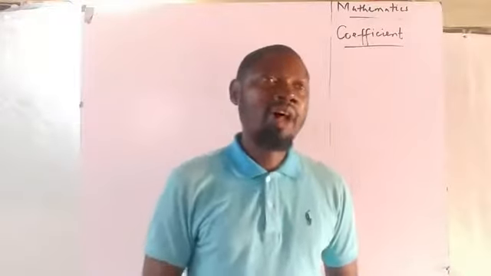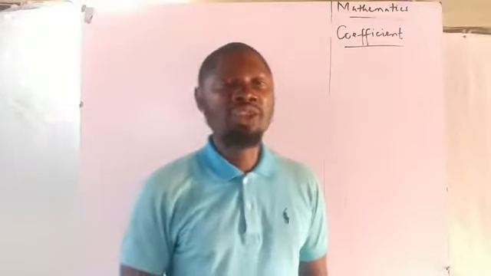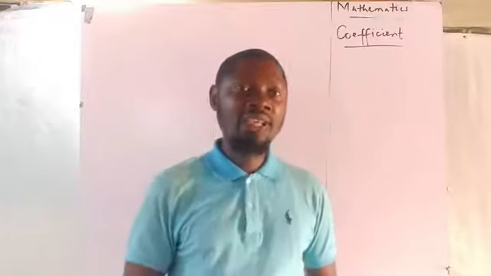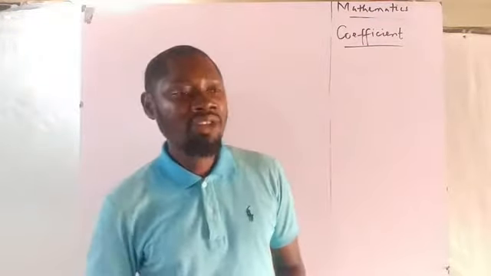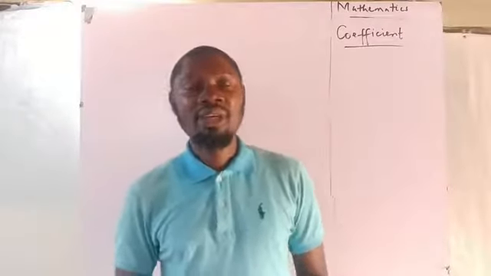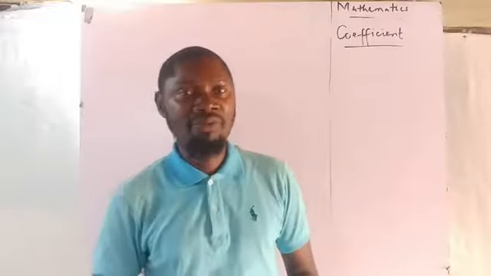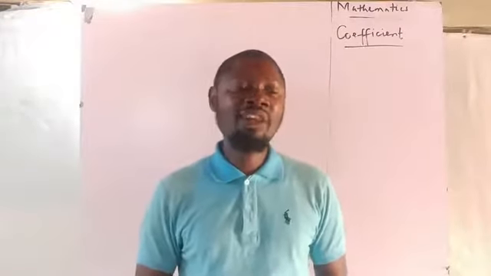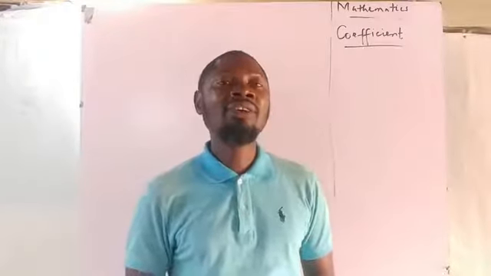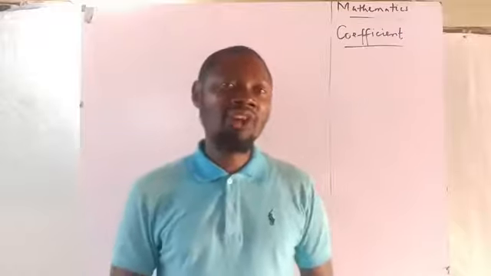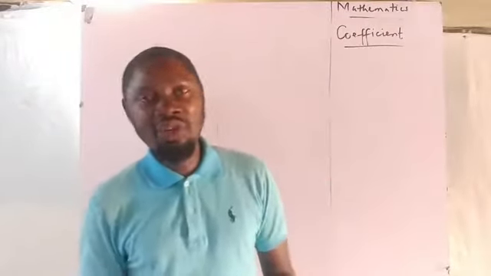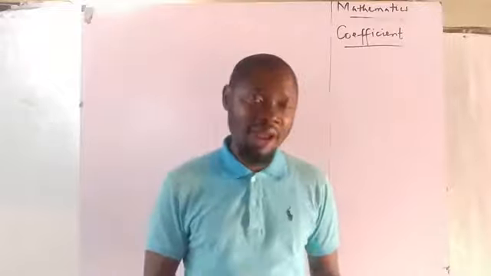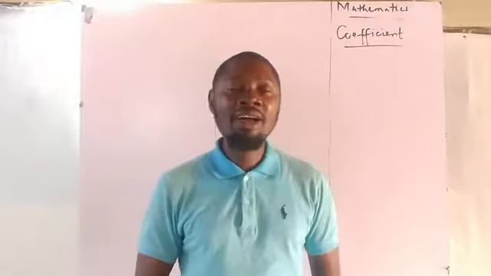A coefficient is simply a variable that is attached to another variable by times. It could be a letter, it could be a number. Provided it is attached to a given letter or another variable by times, then it is considered to be a coefficient. So at this level, you should understand that a coefficient is simply a variable attached to another variable or a letter or another number by times.